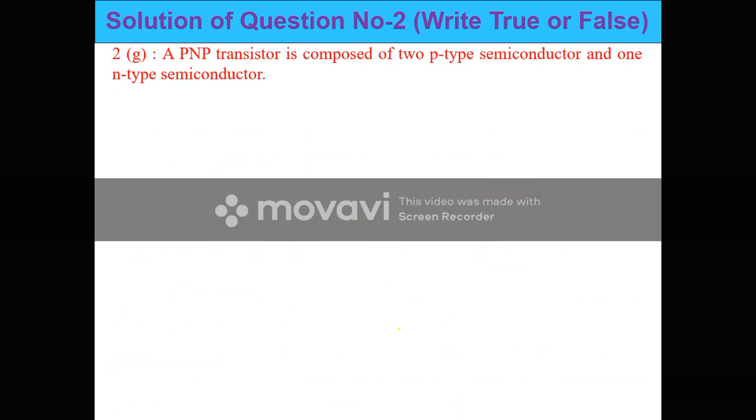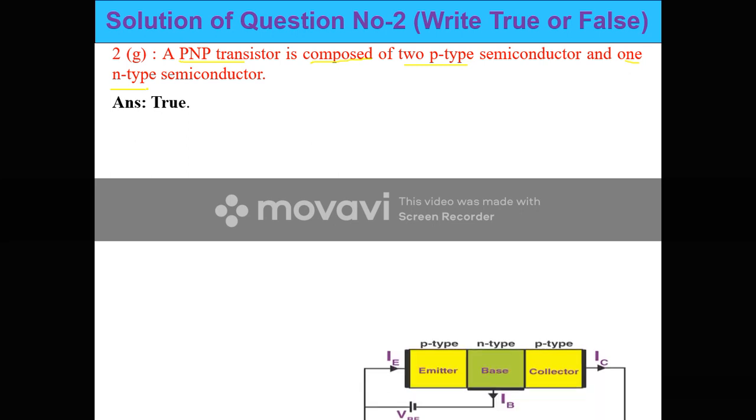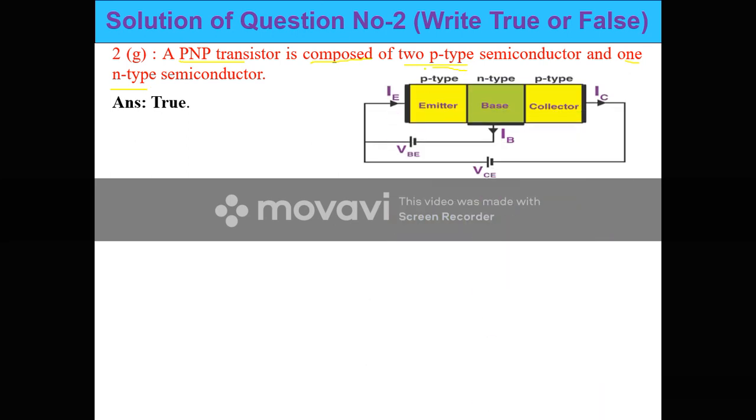So next, an NPN transistor is composed of two n-type semiconductors and one p-type semiconductor. So this statement is true. PNP transistor means here two p-type and one n-type. So this statement is true. Two p-type and one n-type.